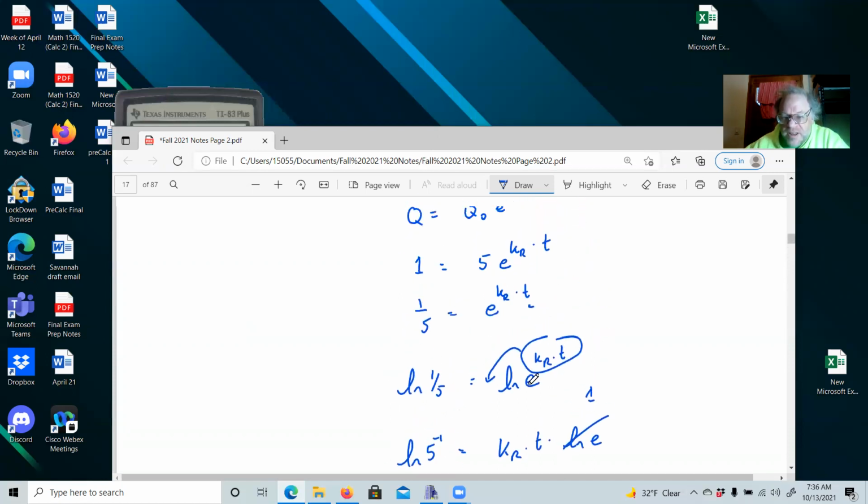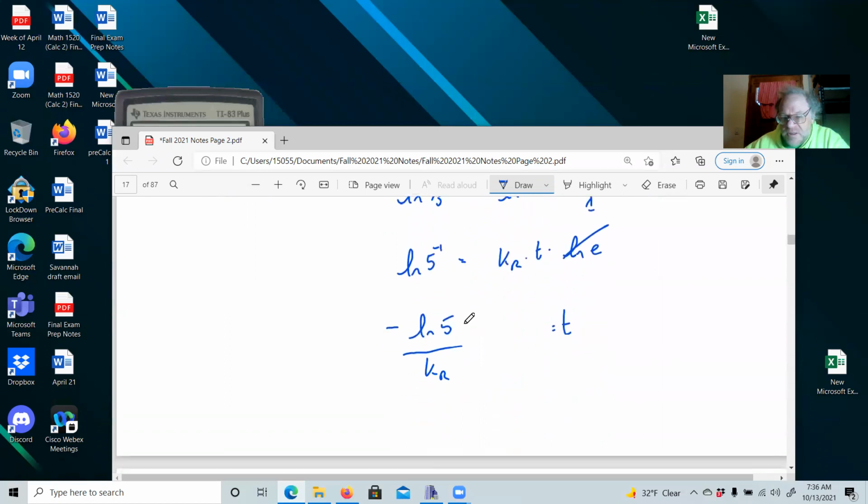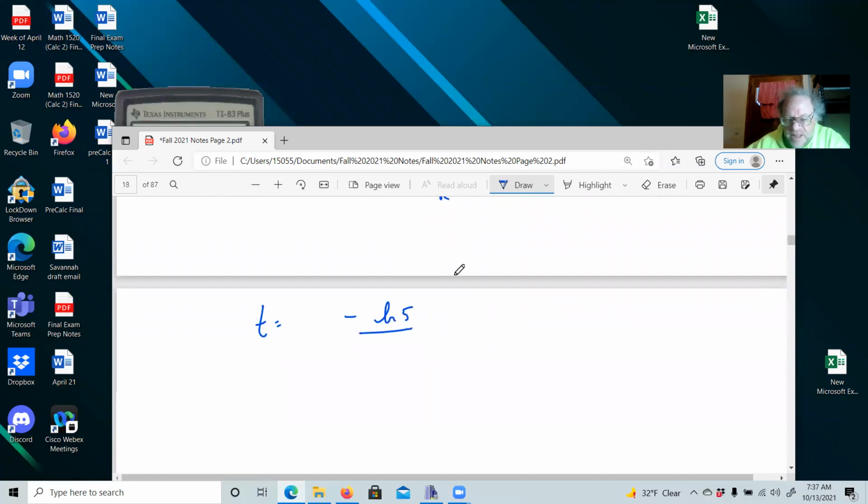What was K sub r? K sub r is negative 1 over 3.6 natural log 2. So t equals negative ln 5 divided by, and what do we have here? We have 3.6 over ln 2, and that was negative, wasn't it? All right, so let's go ahead and invert and multiply. So we pretty much have negative natural log 5 over 1 divided by 3.6 over ln 2. That's not right.